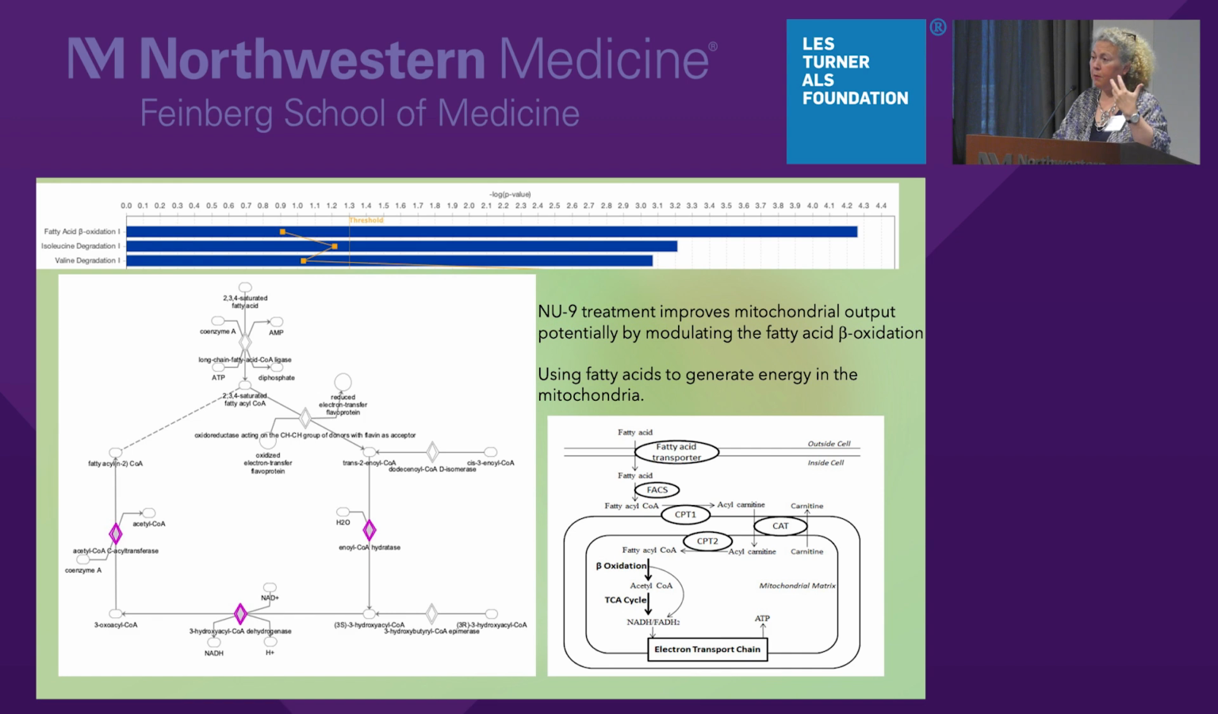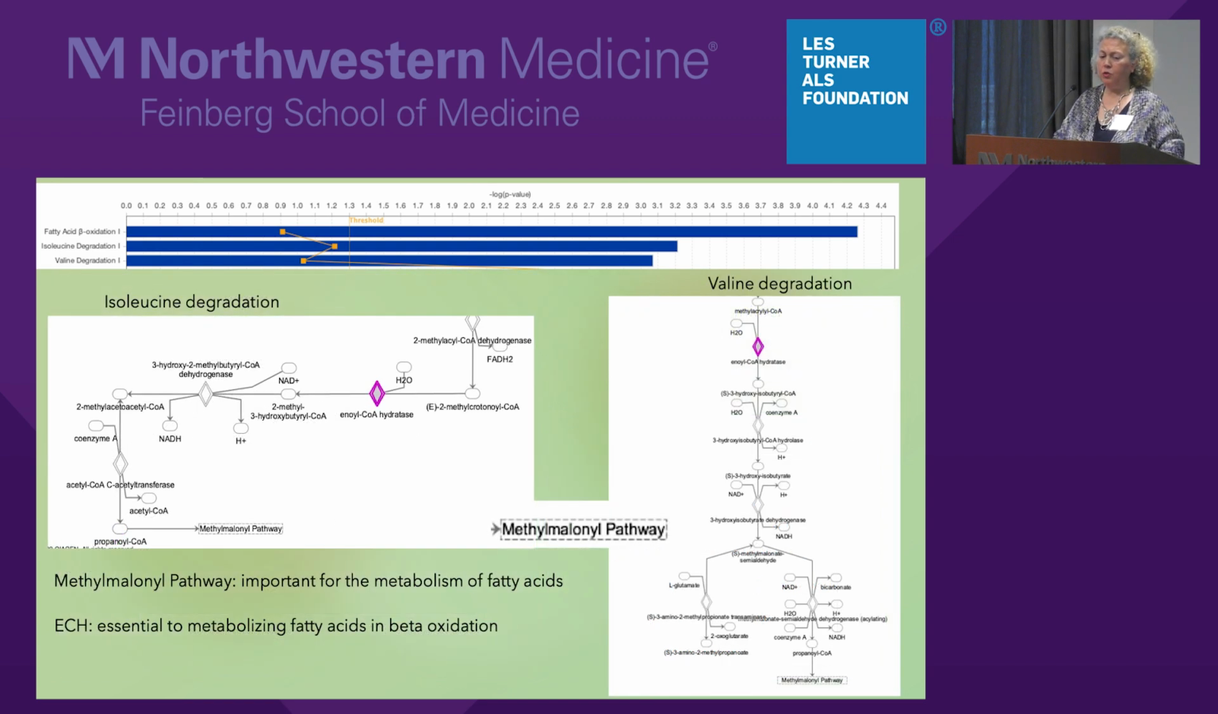So that could be one mechanism that NU9 tries to fight and tries to change the dynamics by increasing the beta oxidation. And then isoleucine degradation, valine degradation. So what does this mean? These are key amino acids, but sometimes when the cell is deprived of energy, it actually degrades them so that the end product is fed into the methylmalonyl pathway. And then you may say, what is this pathway? It is actually an important pathway for the metabolism of fatty acids. And again, trying to make more fatty acids available for the beta oxidation.